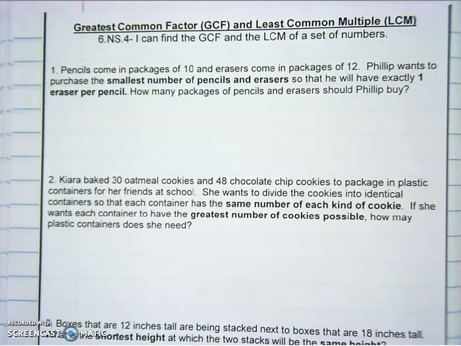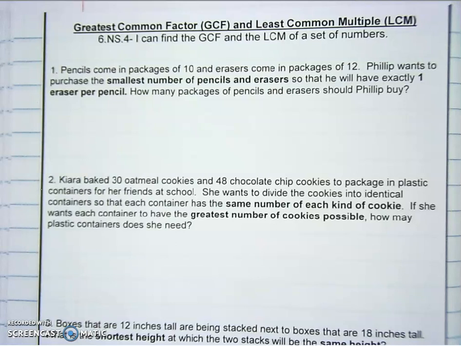So for number 1, pencils come in packages of 10 and erasers come in packages of 12. Philip wants to purchase the smallest number of pencils and erasers, so he will have exactly 1 eraser per pencil. How many packages of pencils and erasers should Philip buy?